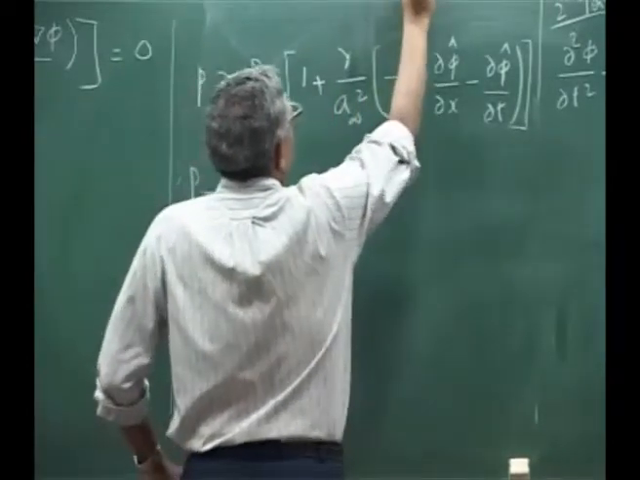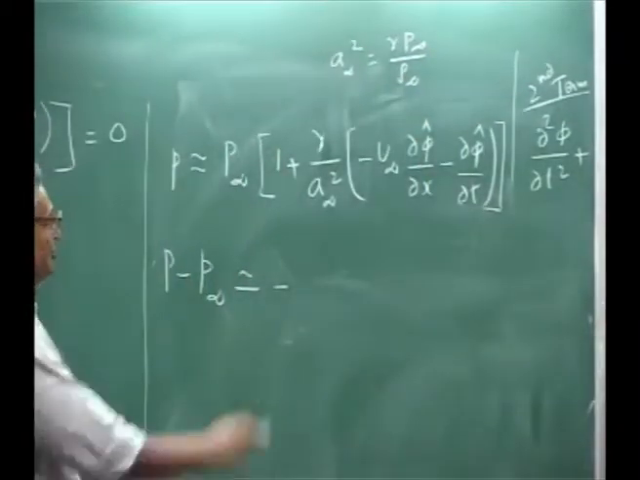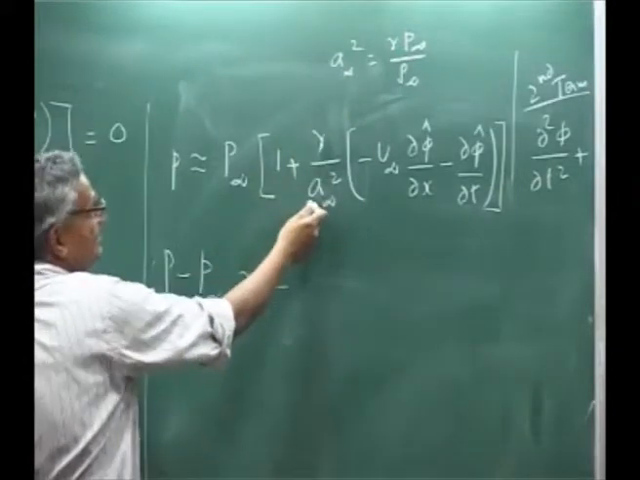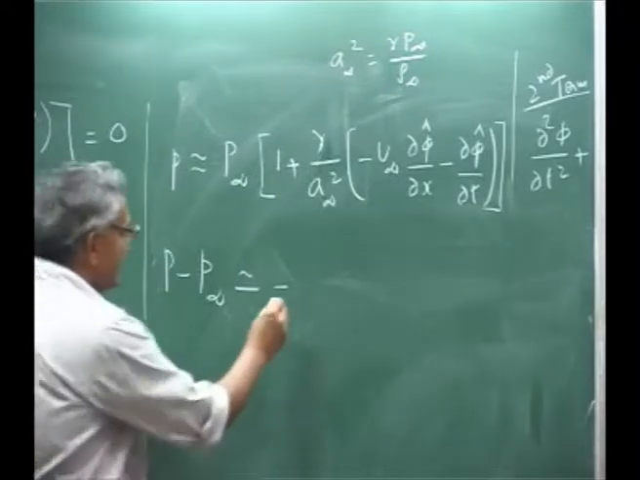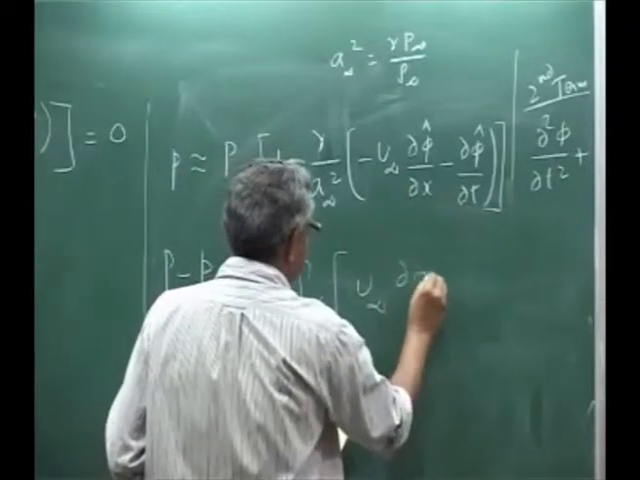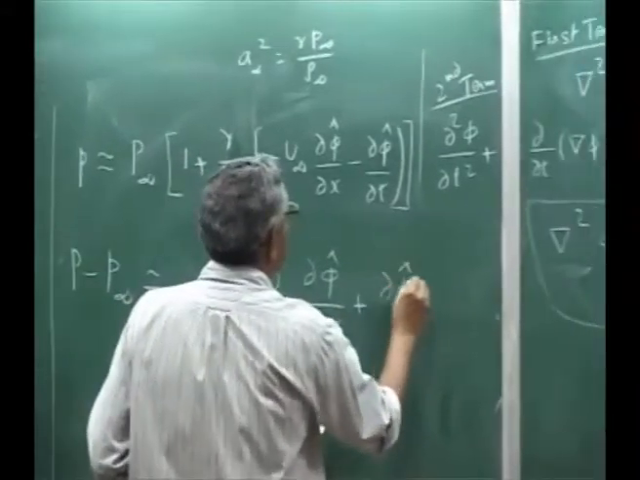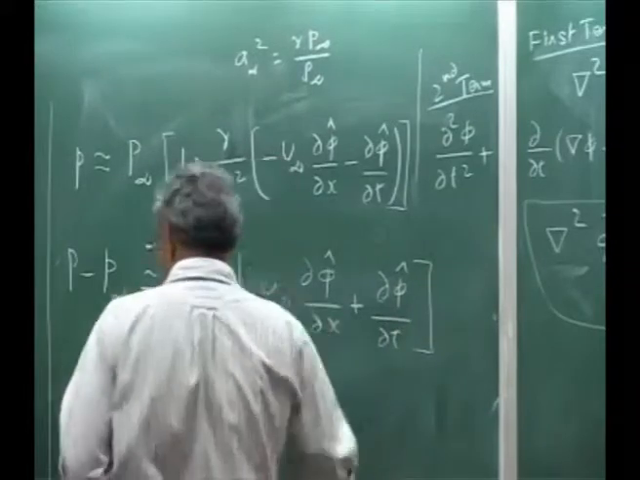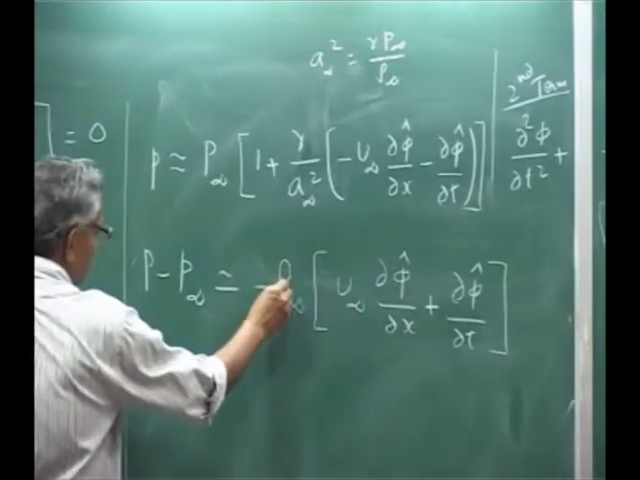What is this? A infinity square is gamma P infinity over rho infinity, right? So you will get P infinity gamma over A infinity square, which is nothing but rho infinity. So I will write this as rho infinity times U infinity delta P hat over delta x plus delta P hat over delta T. This is basically the change in pressure at any location in the flow.